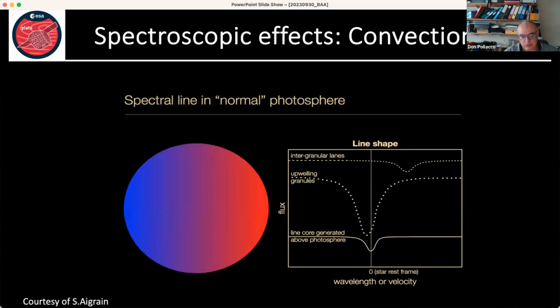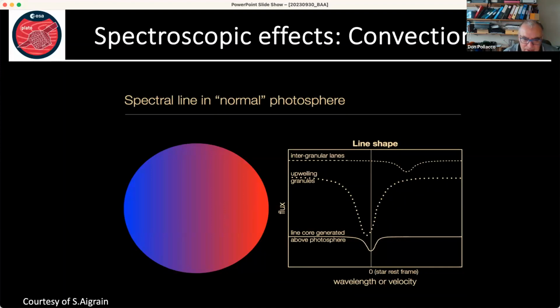And here's to show you the effect. On the left here, we have a disk. We have the blue side of this disk and the red side of the disk. The blue is the disk rotating towards us, and the red is the disk going away.